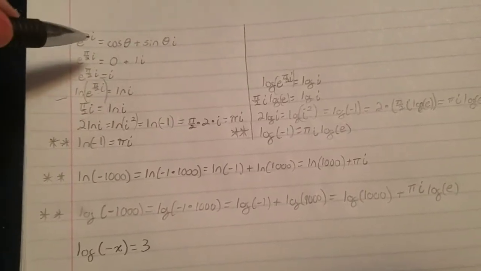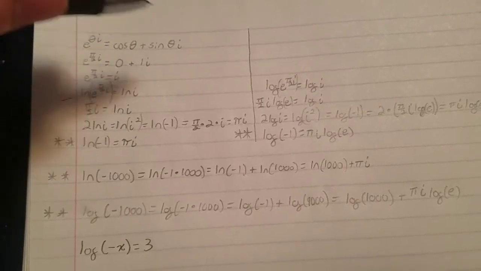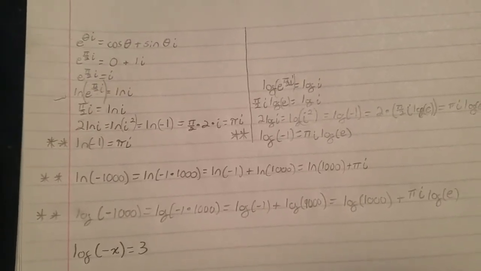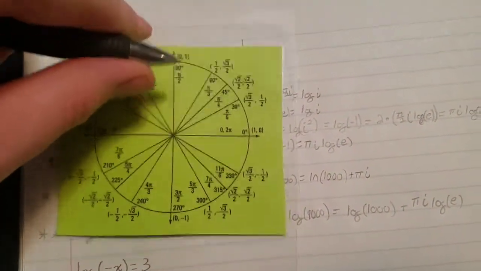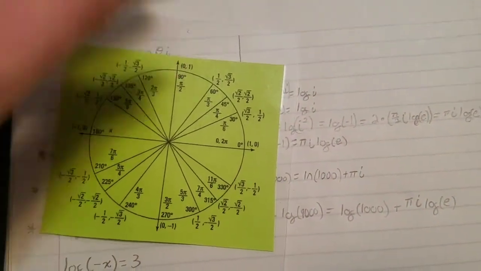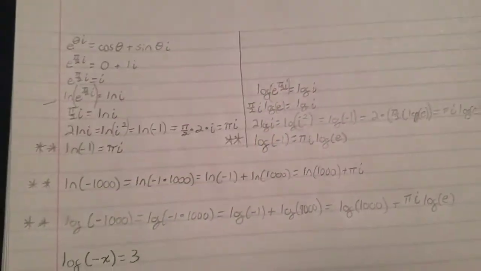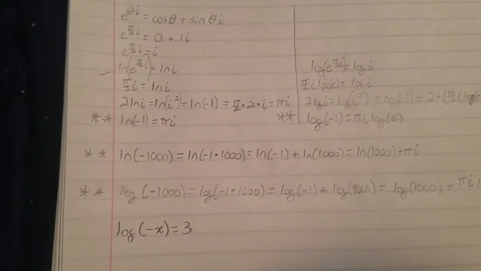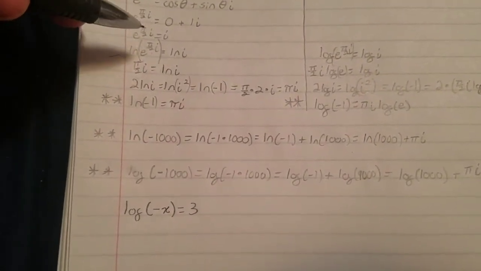So the way I do that is I set theta equal to pi over 2, and when I do that, cosine is 0 and sine is 1. Because also, I can show you on this unit circle right here, pi over 2 gets a cosine value of 0 and a sine value of 1. It shows all the cosine and sine values around the entire circle. So, yeah, e to the pi over 2 i equals i.